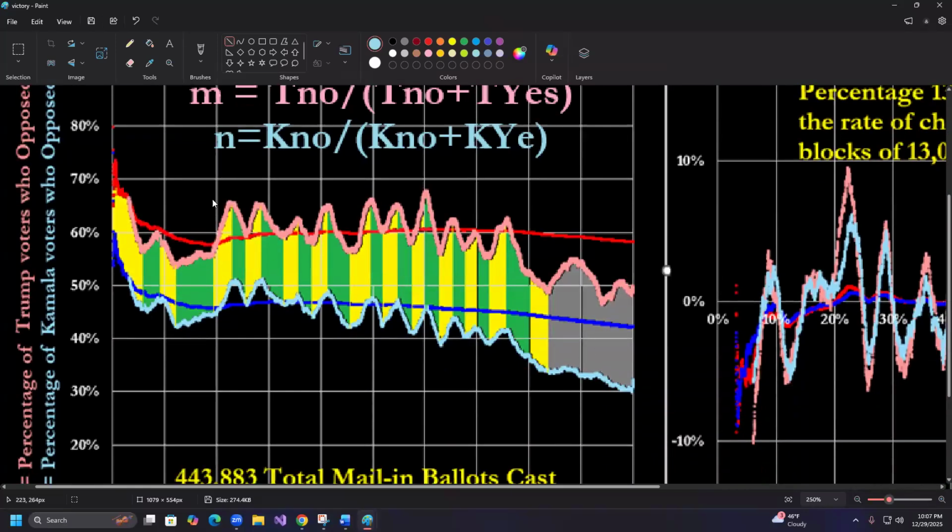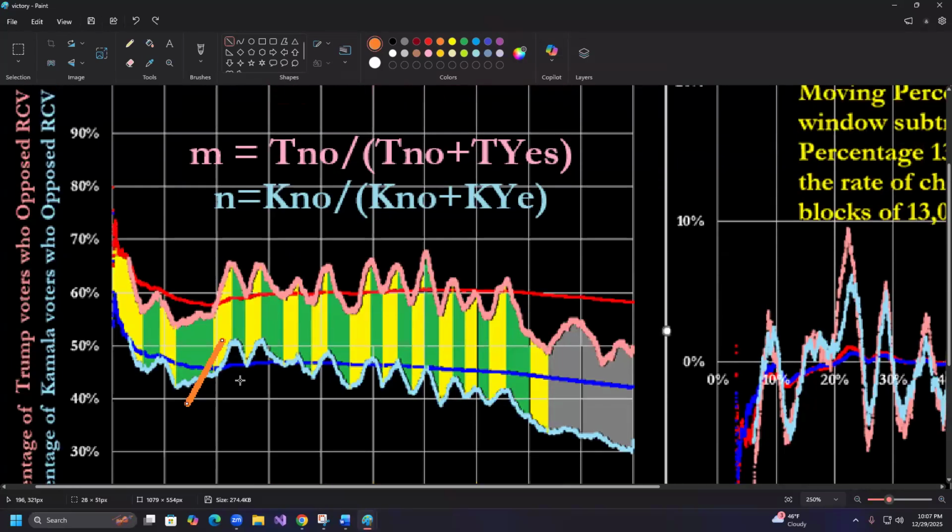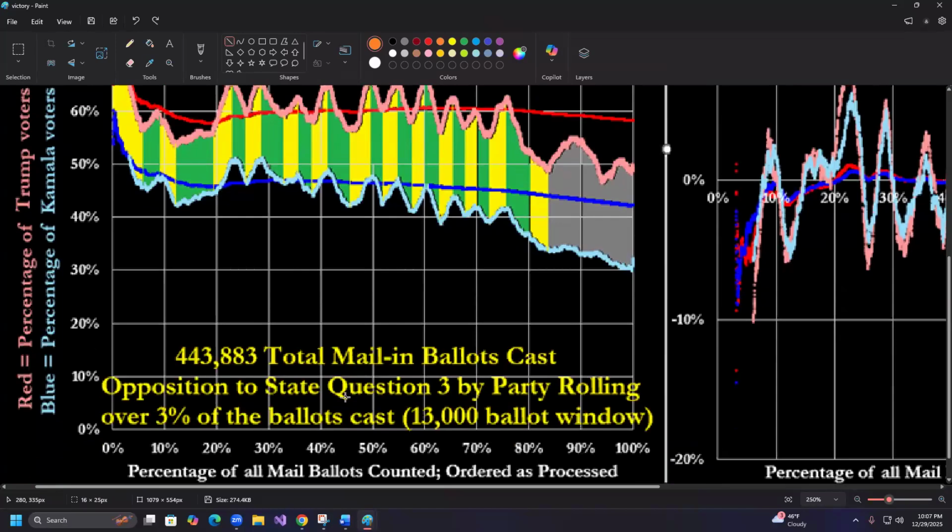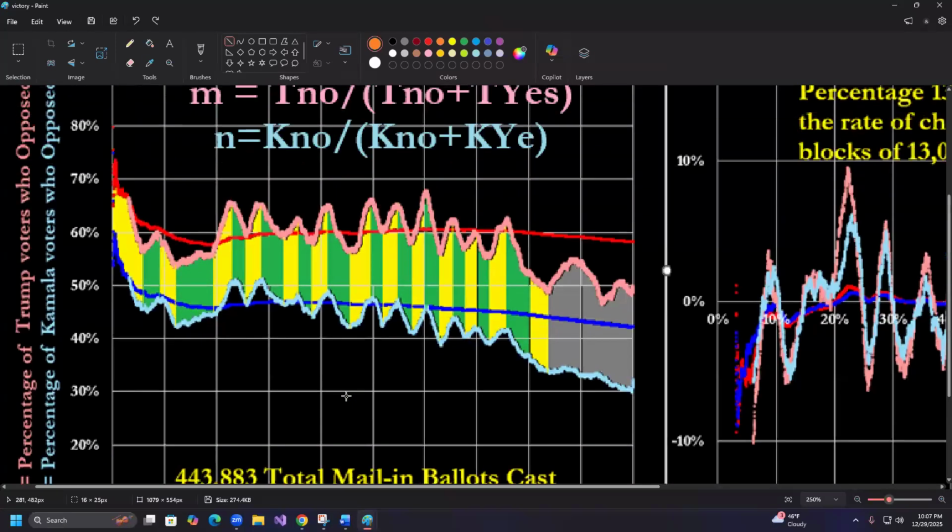In the yellow regions, Trump voters go up, and at the same time, so do Kamala voters, by the exact same percentage. In the next batch of 13,000 ballots, Trump voters go down and Kamala voters go down. In the next batch, Trump voters go up and Kamala voters go up. Then Trump voters go down. In fact, this happens for the first 85% of the election. That's 370,000 mail-in ballots. Then at the end of the mail-in vote, it fizzles out and the pattern stops.